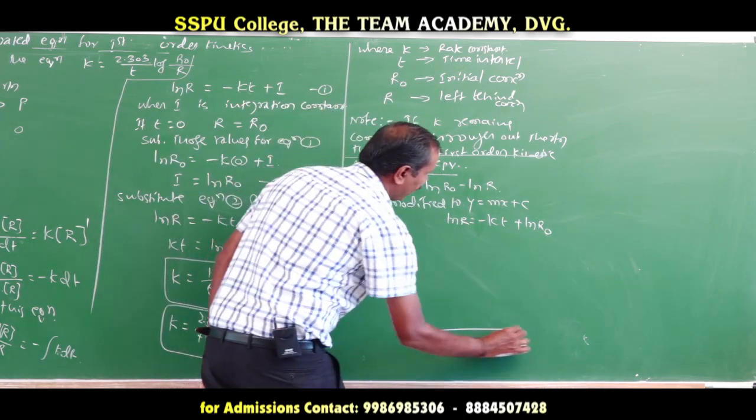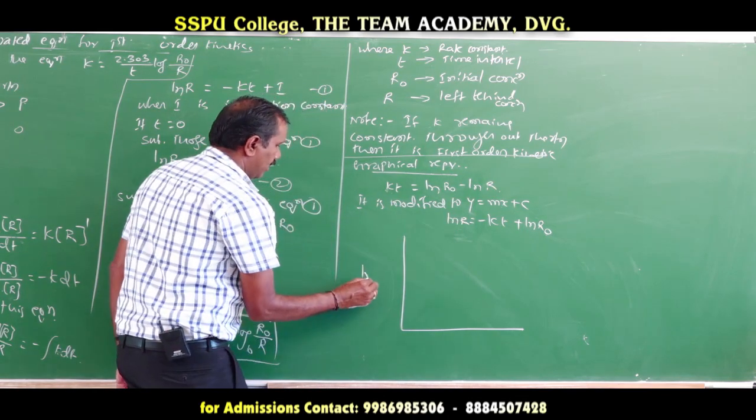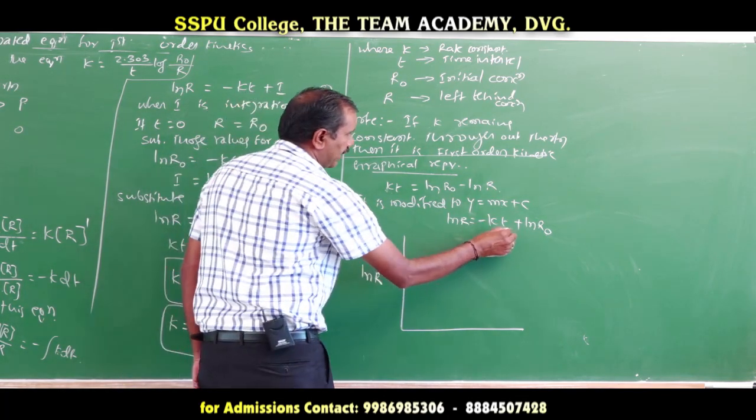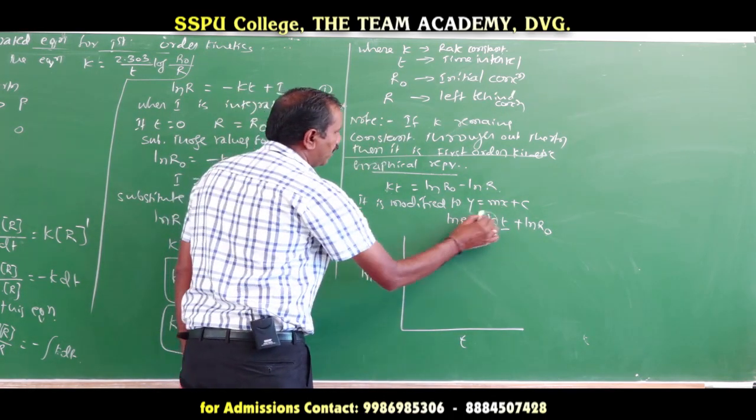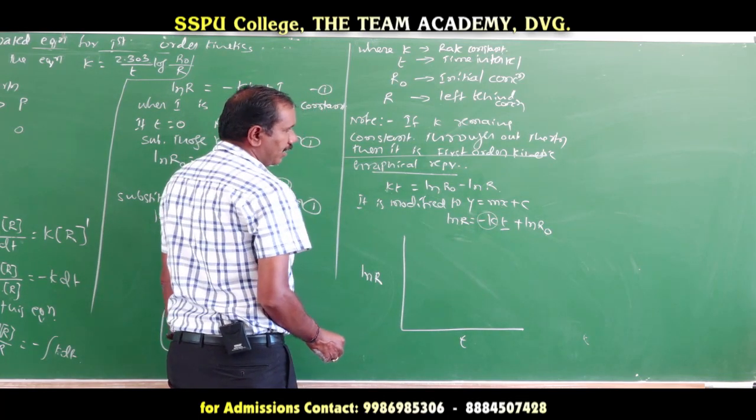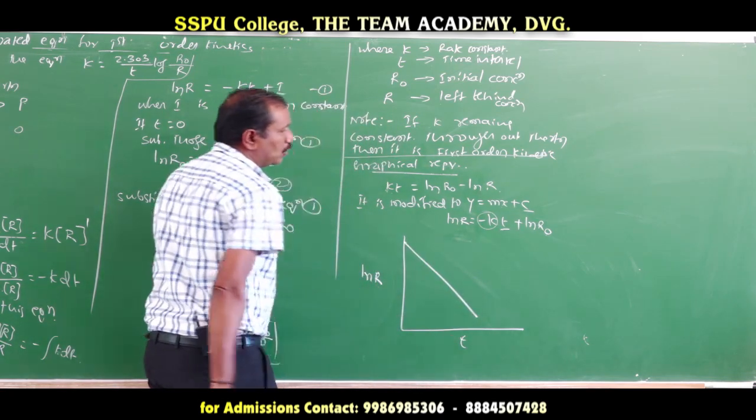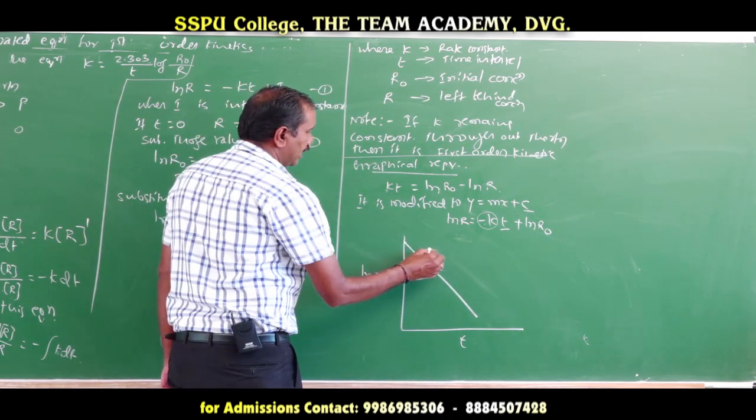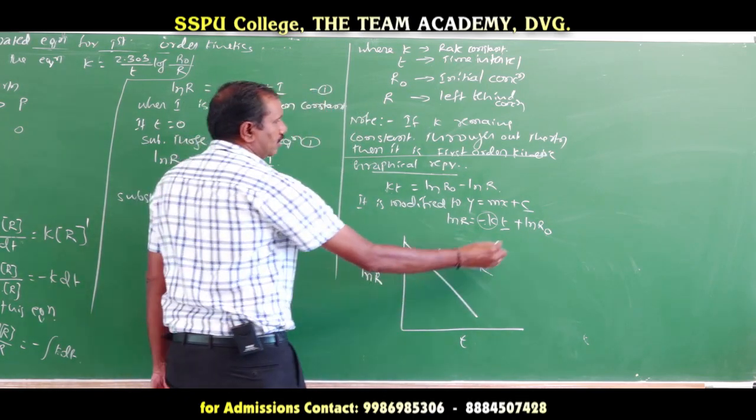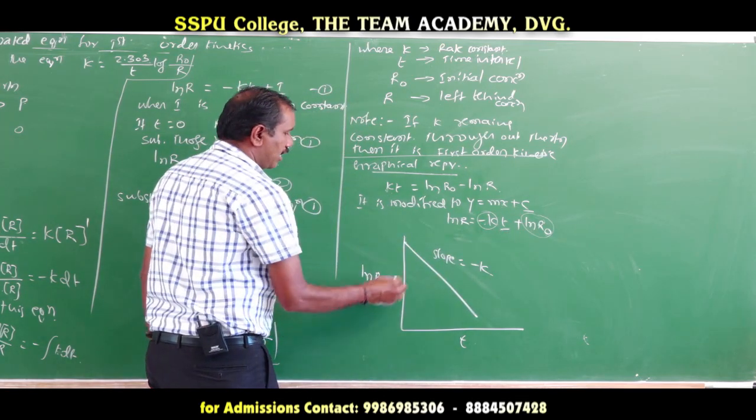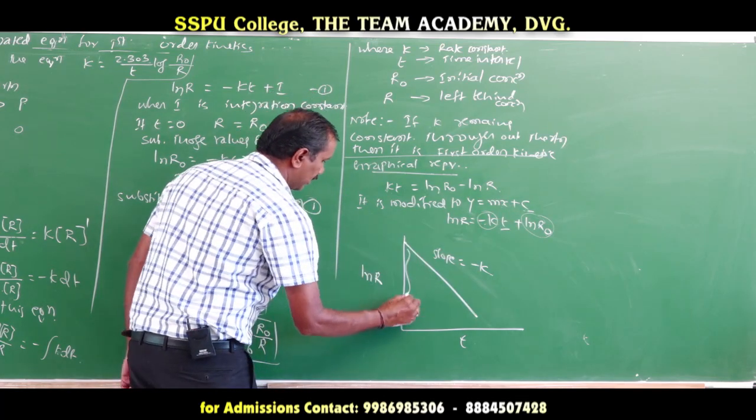So by plotting a graph with ln R on the y axis as a function of time on the x axis, you write T, with a slope of minus k. C is nothing but the integration constant, so we get a negative slope. That slope value is minus k. Then the integration constant, sorry, the intercept value, is ln R naught.